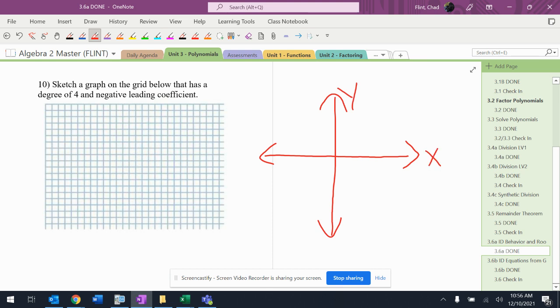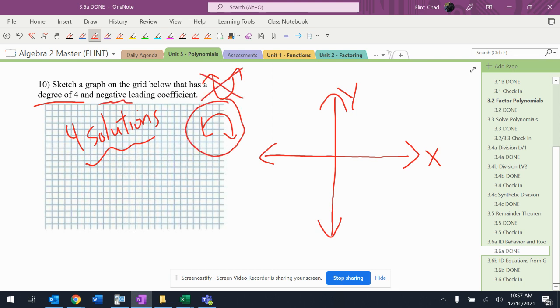and I don't. So this has a degree of 4. That's even. That means the tails either have to both point up or they have to both point down. All right. Degree of 4 means it should have 4 solutions. Now they don't all have to be real, but I'm just going to make them real so it's easier. Negative leading coefficient, negative means that they have to point down.